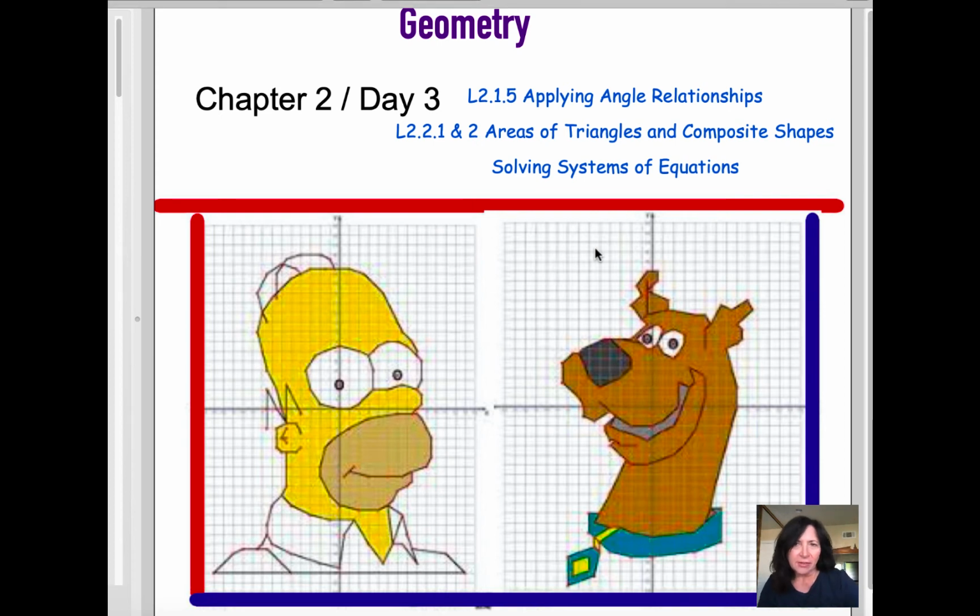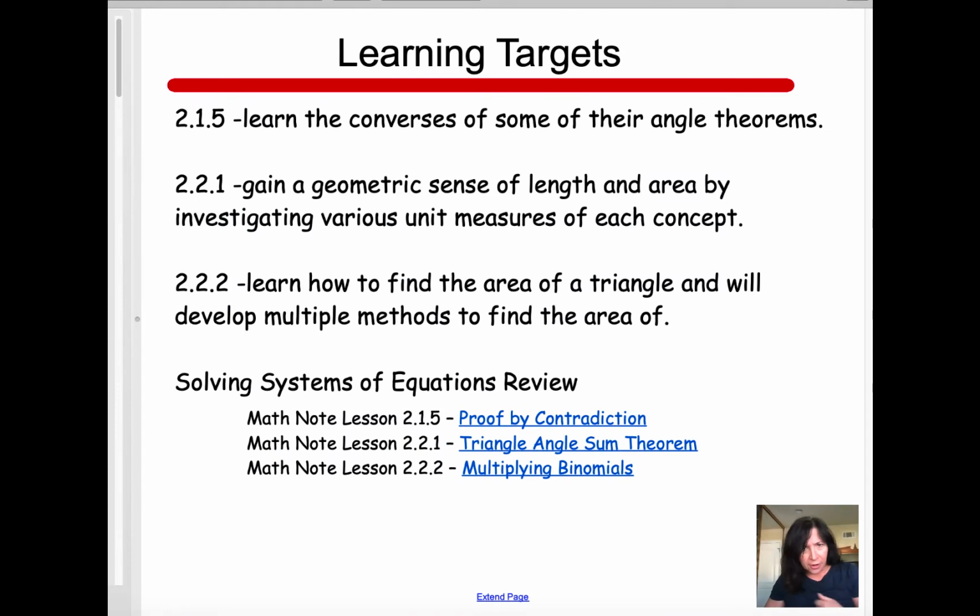Hi everyone, this lesson is for geometry students, chapter 2, day 3 of angle relationships and areas of triangles. So today our learning targets are learning converses of some of the angle theorems, also trying to develop some geometric sense of length and area, and how to find the area of a triangle and some other shapes that we're going to be talking about.